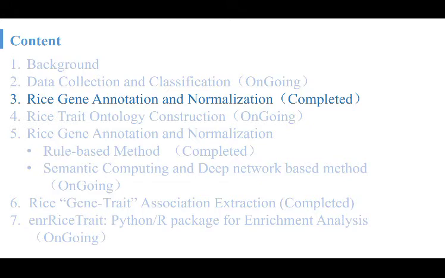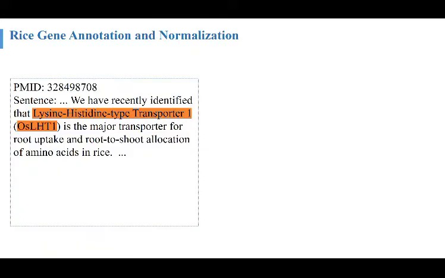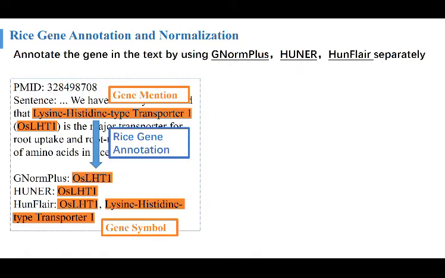Gene mention is the description of gene in the text. Lysine histidine type transporter 1 and also its abbreviation are the examples, and we highlighted them in orange. Gene symbol was obtained after rice gene annotation. The tool we used to do the gene annotation includes Genome Plus, Huner, Hofler.